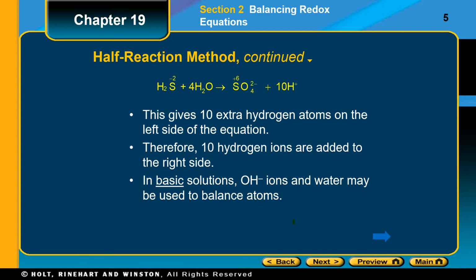Now, had this been a basic solution, instead of using water and hydrogen ions, the method would be hydroxide ions and water. So for acids, we add water and hydrogen ions. For bases, we use hydroxide ions and water. So we have a slightly different method for balancing these equations, whether it's an acid or a base.